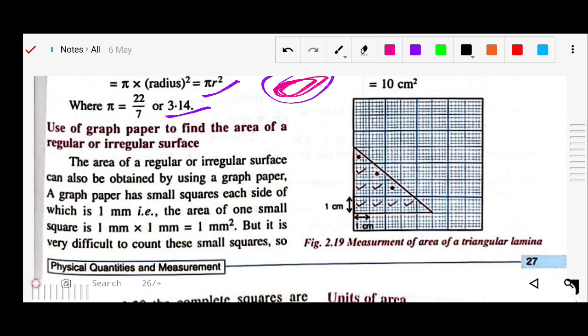So how to find the area of irregular shapes? We can do it by the graph, and we can also find the area of regular shapes by the use of graph paper. So how does it work?